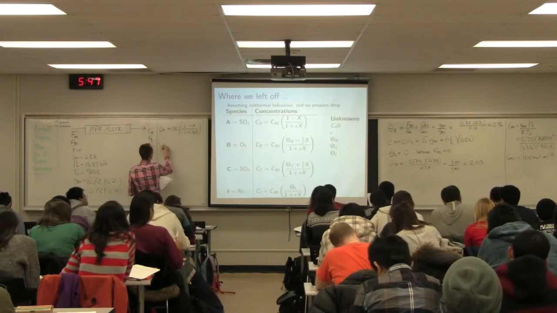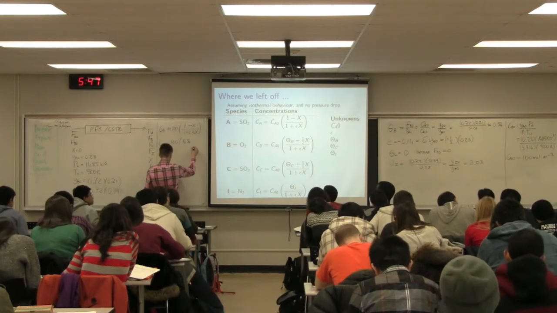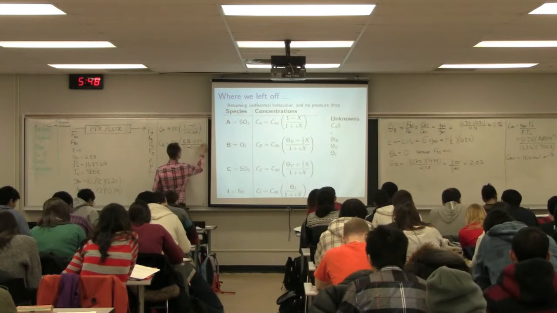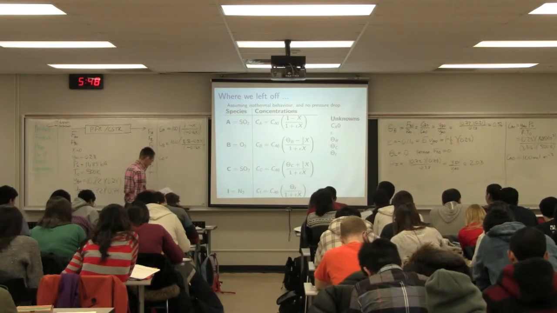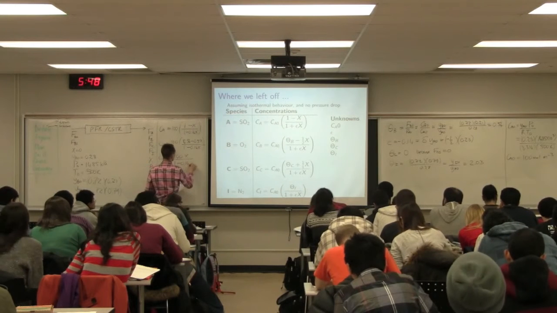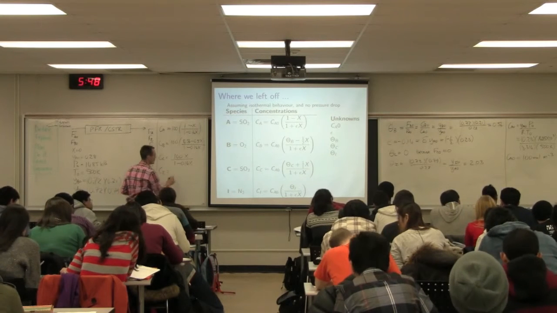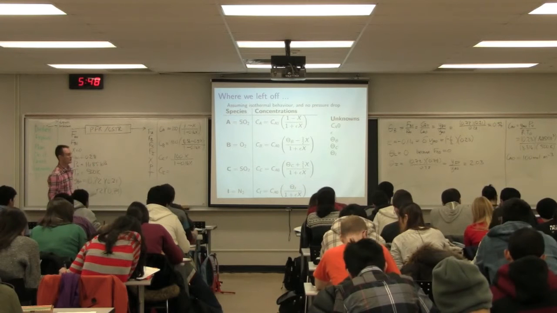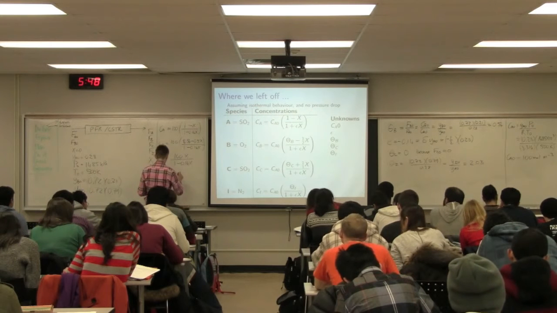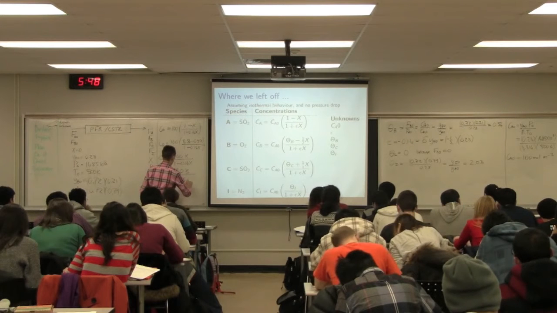CB similarly is 0.54 minus 0.5X, over 1 minus 0.14X. CC is 100X divided by 1 minus 0.14X. So this epsilon term appears in the denominator all the time for all the species. And also remember to add in the concentration for the inerts. That's also a species that's leaving the reactor, and it's given to us in terms of 203 divided by 1 minus 0.14X.